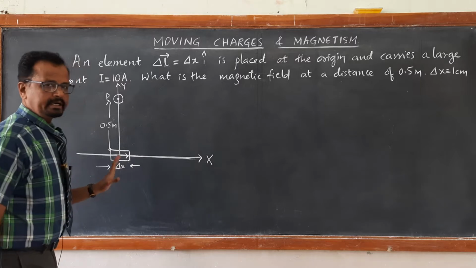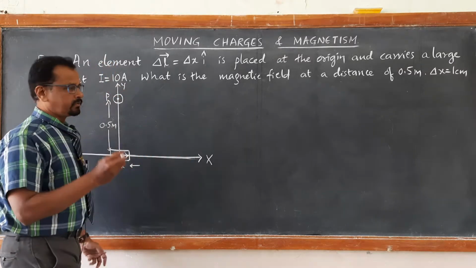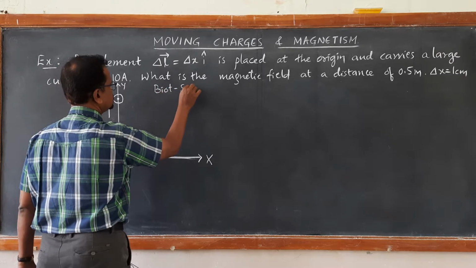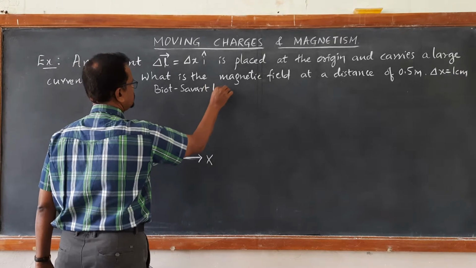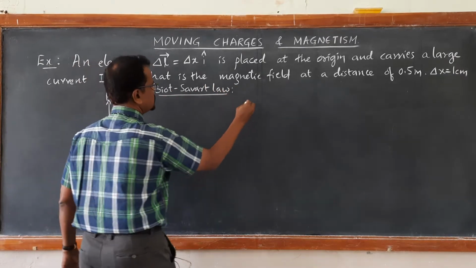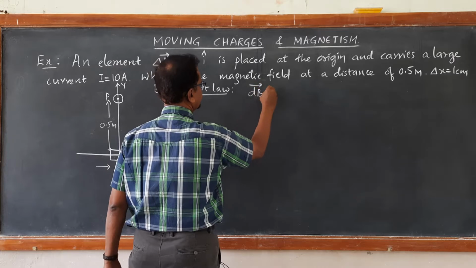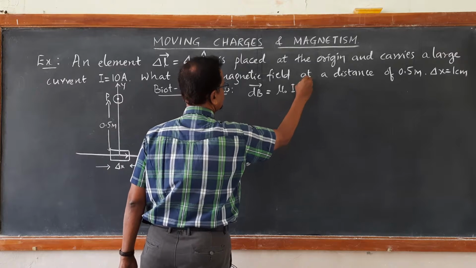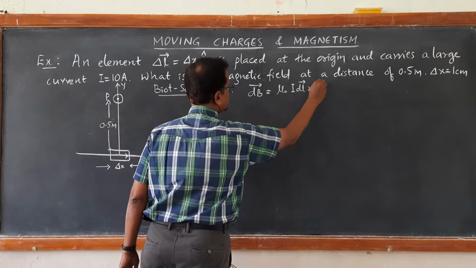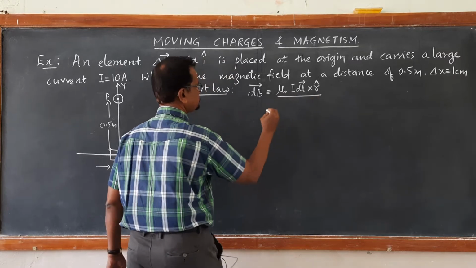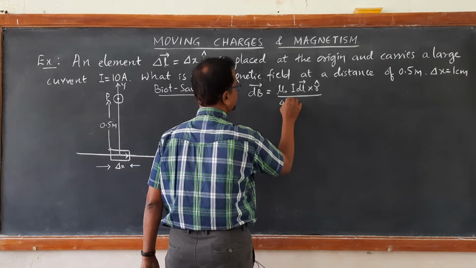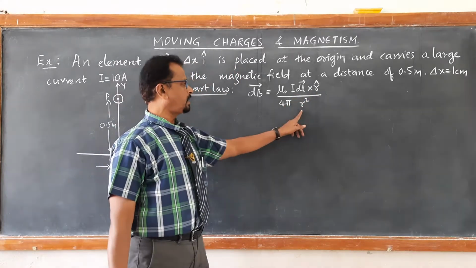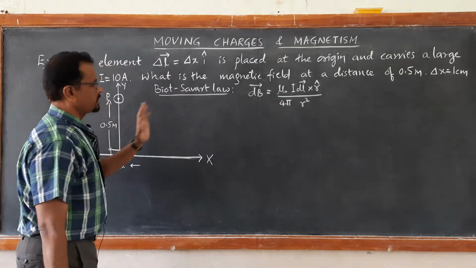So, we first write the Biot-Savart law. According to the Biot-Savart law, the magnetic field dB vector is equal to mu naught I dl cross r cap divided by 4 pi r square, where r cap is the unit vector and r is the distance. So, it is a cross product.